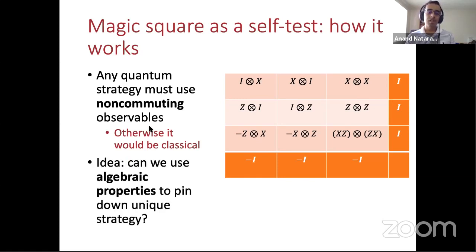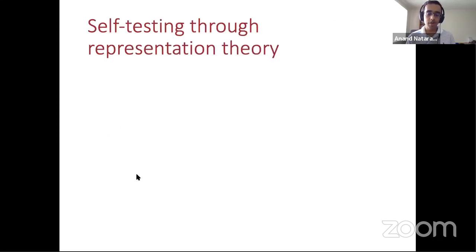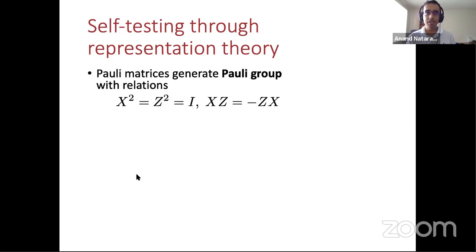And so the way that idea is going to be used is that we're going to try to actually, just from the condition that this set of observables satisfies the magic square, extract some algebraic properties that will hopefully pin down the unique strategy. So to formalize this is the idea of self-testing through representation theory. So the way it's going to work here is that we'll do the following.